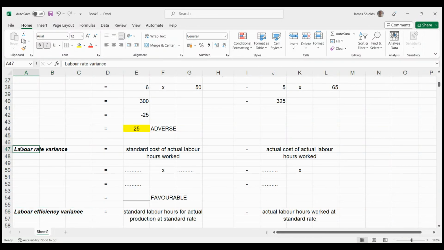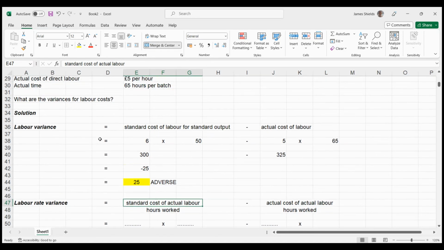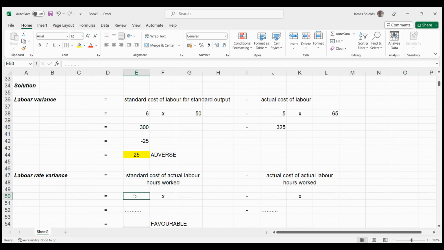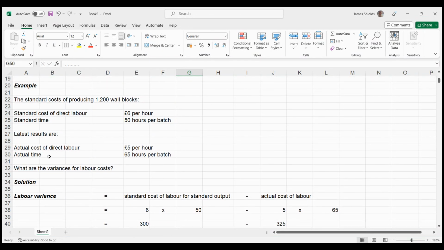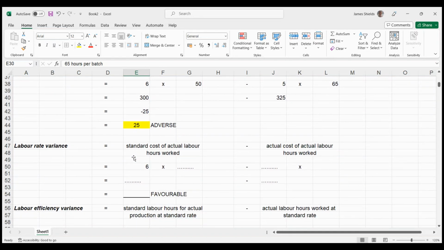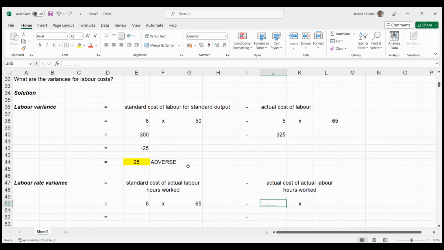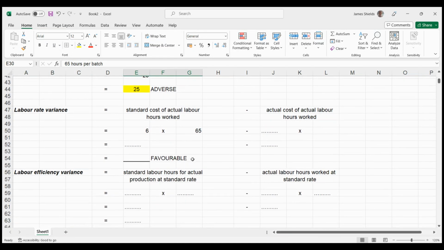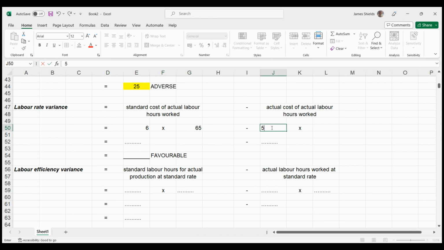So first of all, we're going to look at the labour rate variance. It's the standard cost of actual labour hours worked. The standard cost was £6 per hour, so my standard cost is £6. Then the actual labour hours worked were 65 hours, so it'll be times 65. Then we take away the actual cost of labour, so it's going to be £5 for 65 hours. And now we do the calculations.